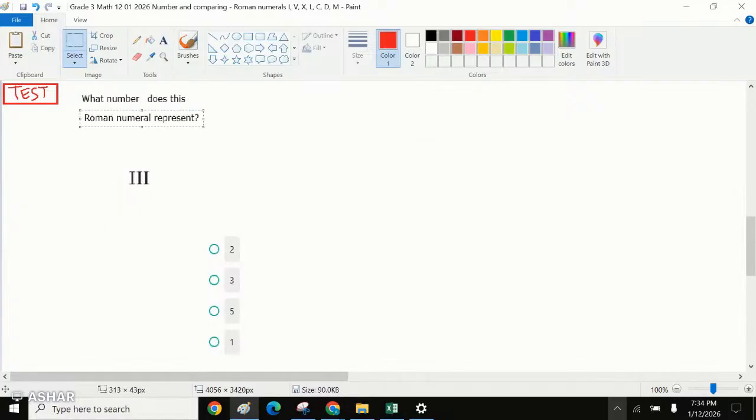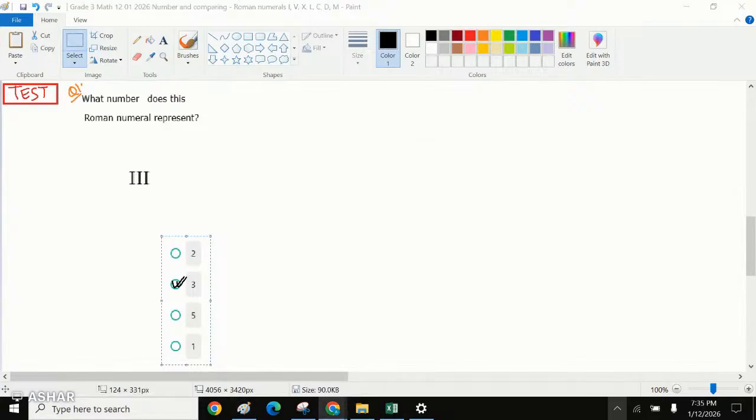So the first question. Yes, very good. There are 3 lines that represent 3 as your answer. Can we click on this option? Let's move to the next question.